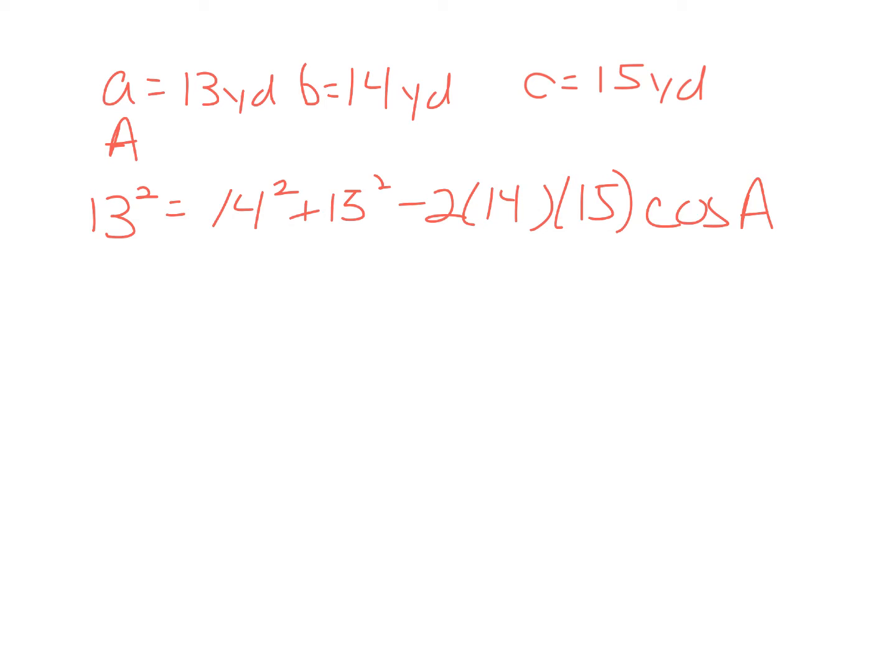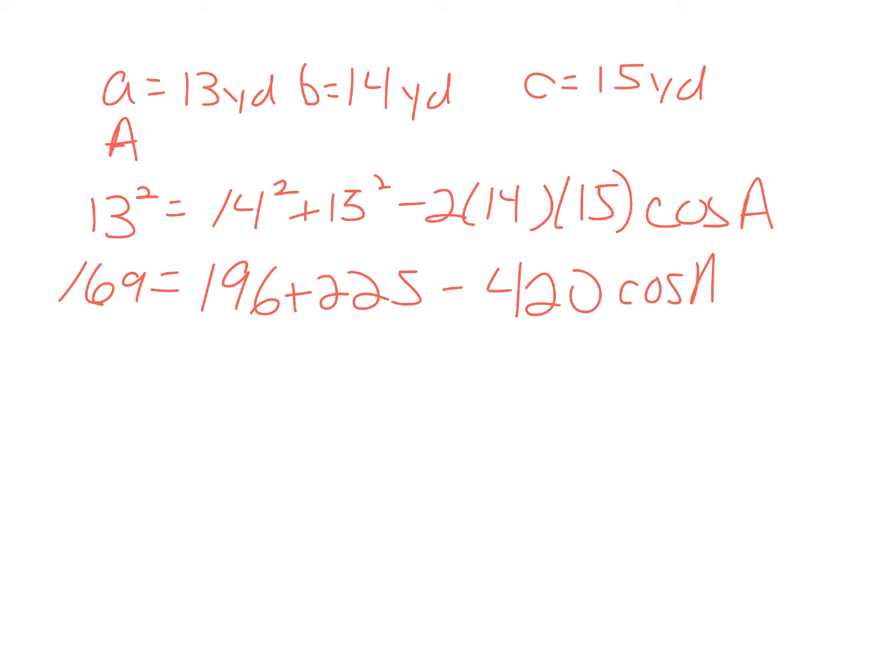Now, there's a few things you need to make sure you do as we solve this. This is the one that gets people in more trouble, not because they don't know what they're doing, but they make algebraic mistakes that cost them, okay? So 13 squared is 169. 14 squared is 196. And 15 squared is 225. 2 times 14 times 15 is 420 cosine A.